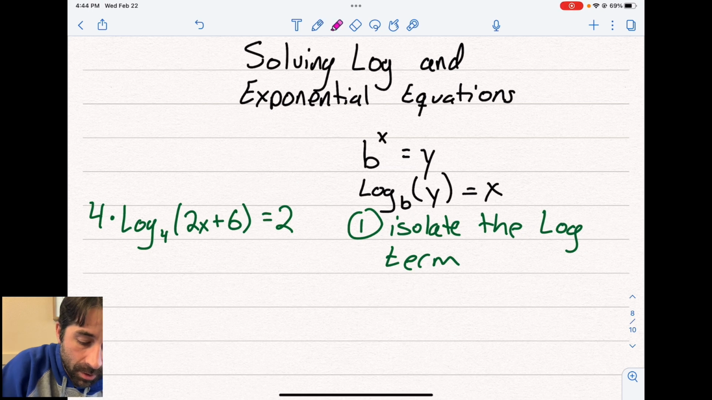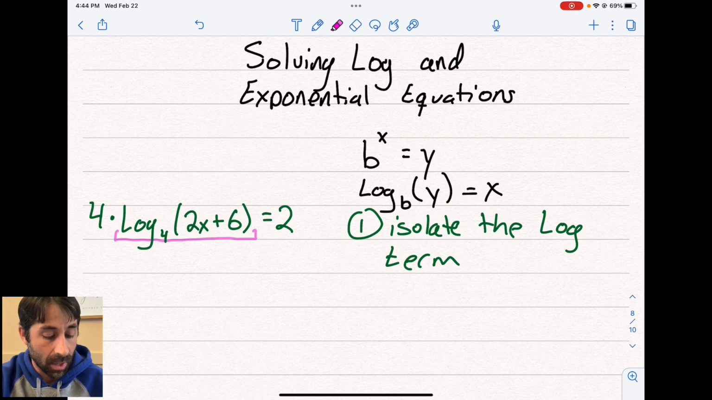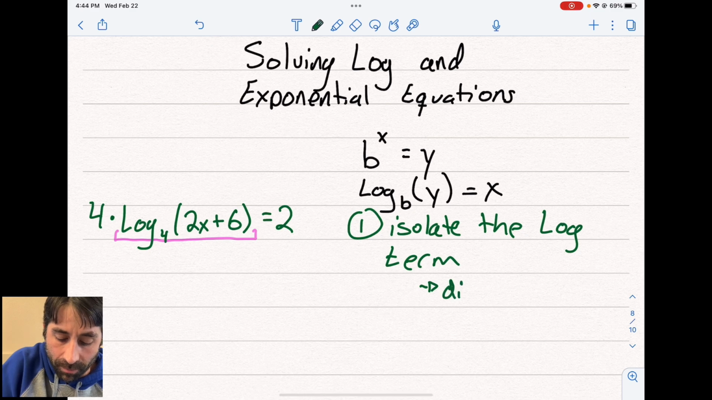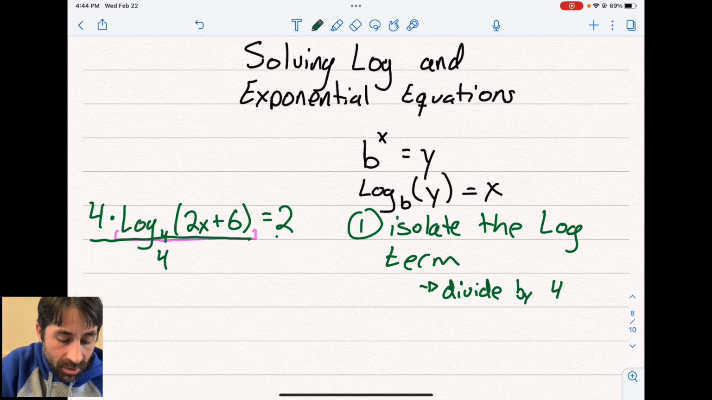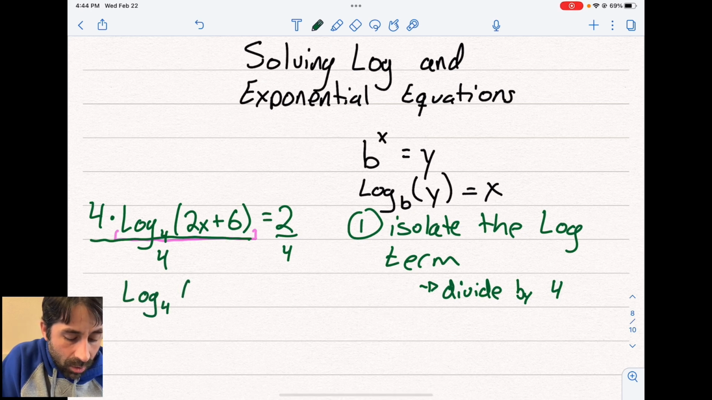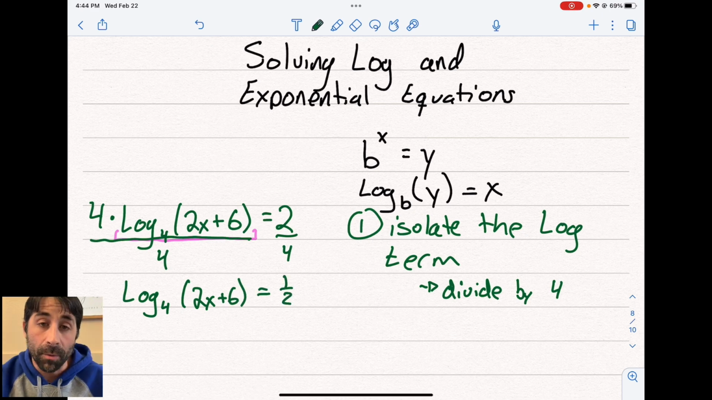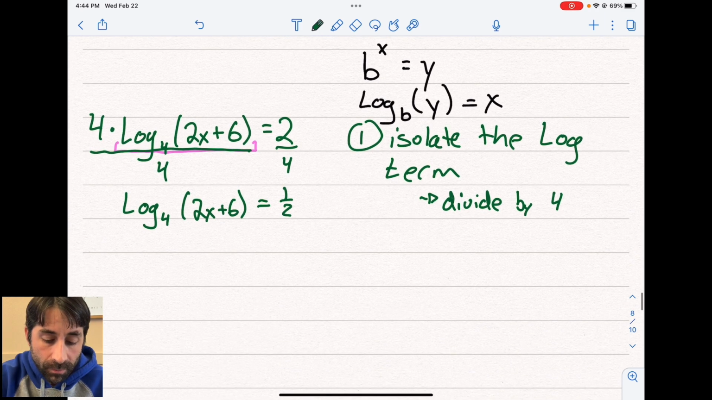In our example here, our log term is log base 4 of 2x plus 6. The other thing that's next to our log is that coefficient of 4. So the first thing we need to do is divide by that coefficient of 4 on both sides. This is just using the properties of equality, good old-fashioned algebra, to isolate our log term. So our next step looks like log base 4 of 2x plus 6 is now equal to 1/2.